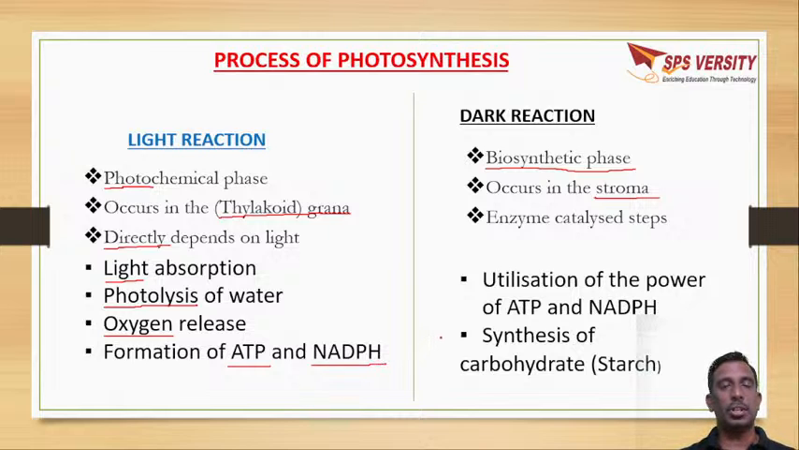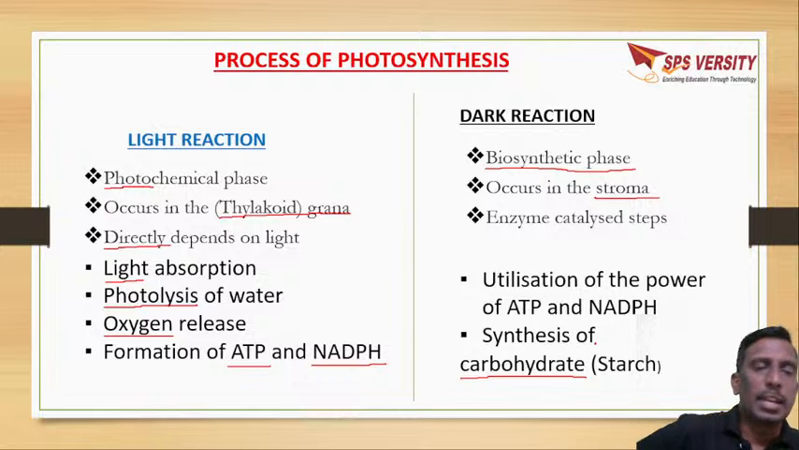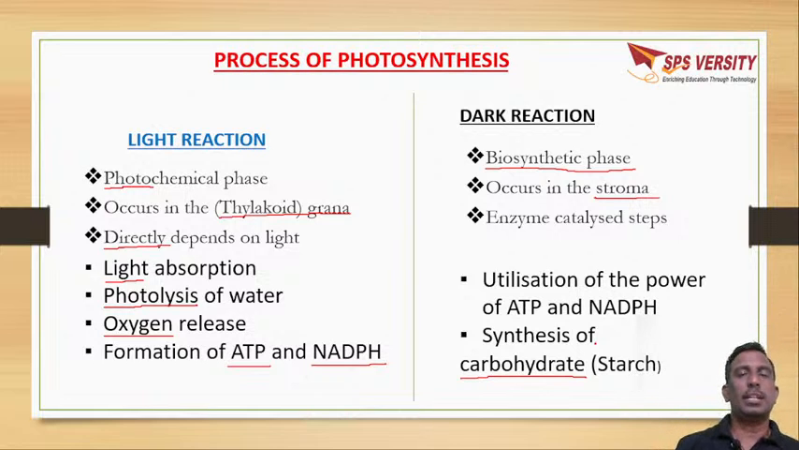So in light reaction, the light energy is converted to ATP and NADPH. ATP and NADPH are utilized in dark reaction for reduction of carbon dioxide to form carbohydrates. So you can come to one conclusion here: dark reaction is dependent on light reaction. The end products of light reaction, that is ATP and NADPH, are used in dark reaction for synthesis of carbohydrates.